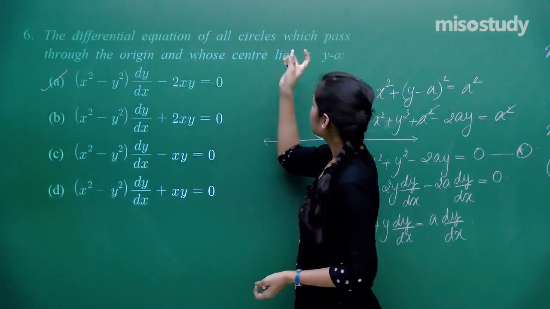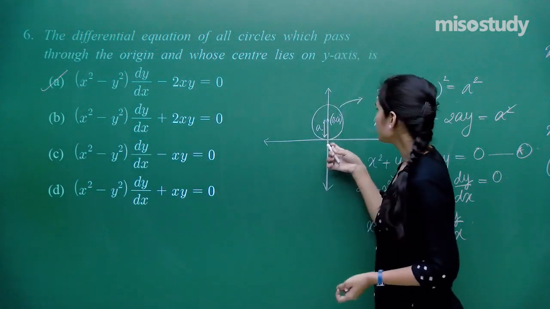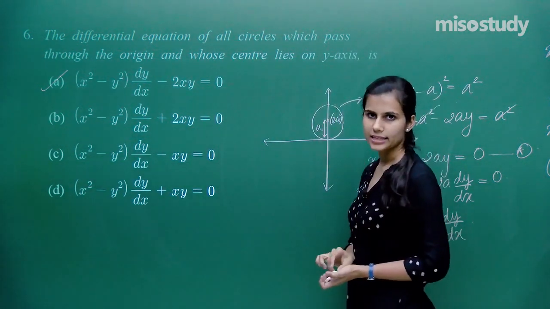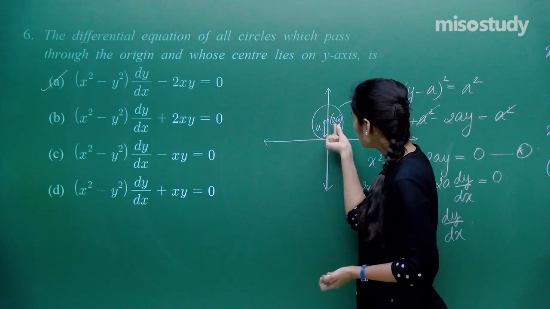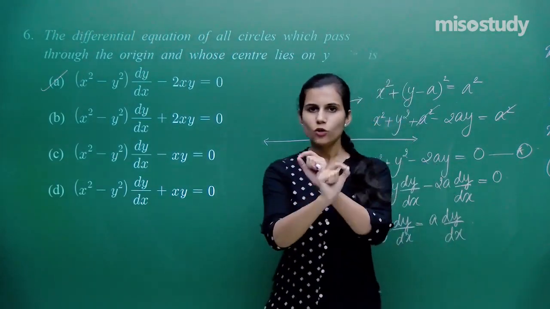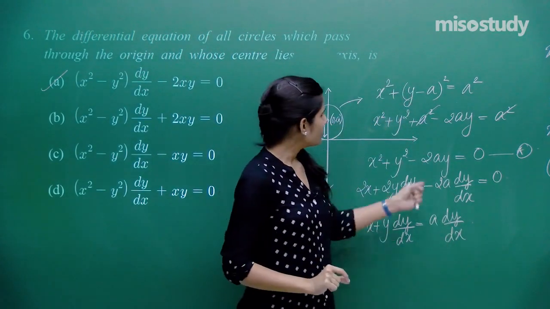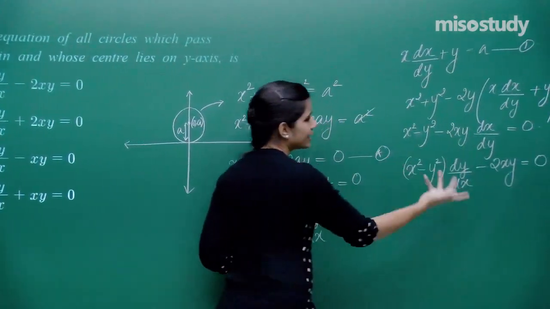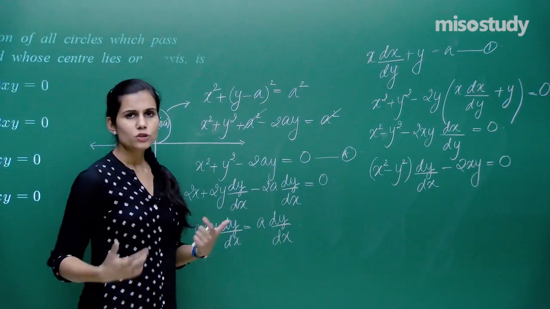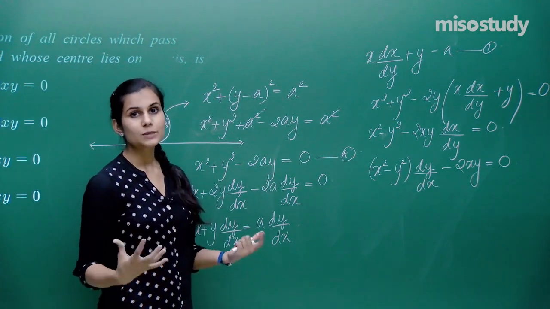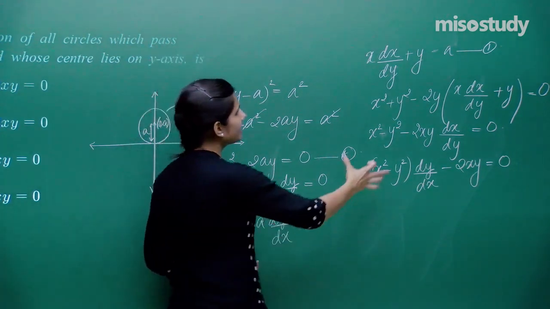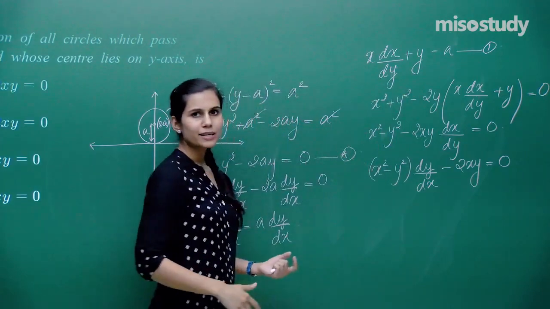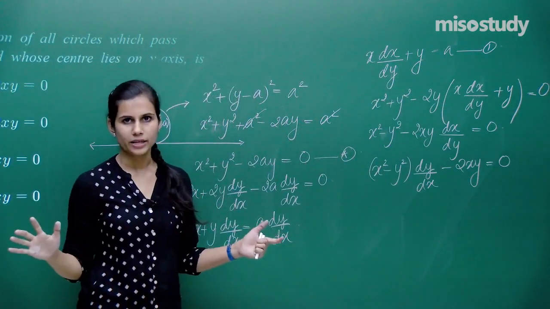This is the differential equation of all circles which are passing through origin and the center is lying on the y-axis. In this case, the y coordinate of the center will be equal to the radius. That is the only clue present. Once you have decoded that, you just differentiate, find out a, replace back a, and you have your answer. Because you want to get rid of this unknown parameter a, you are finding out the value of a and replacing it back so that the unknown parameter is no more present.